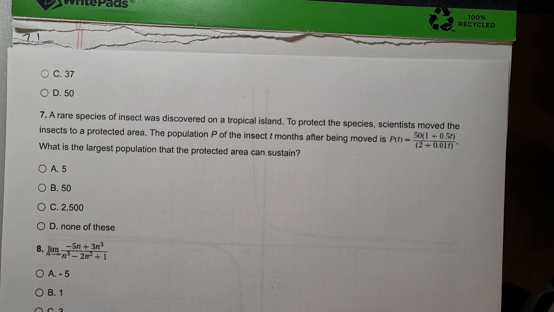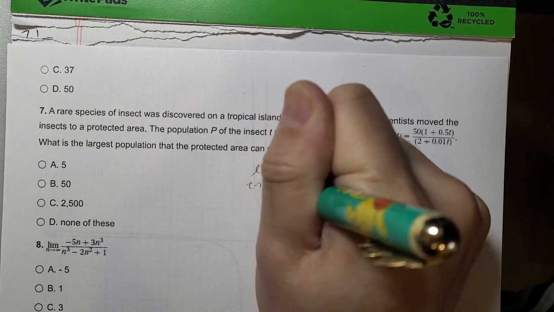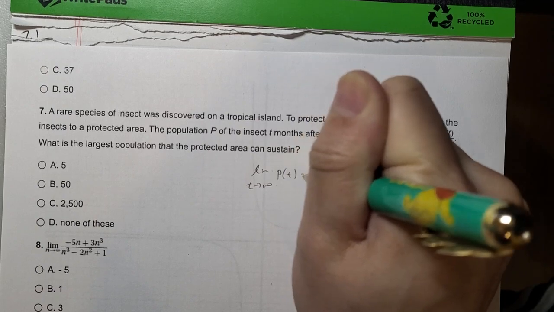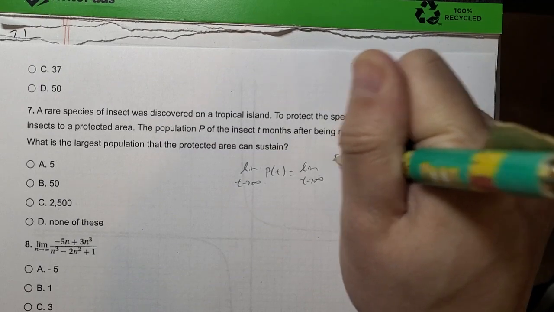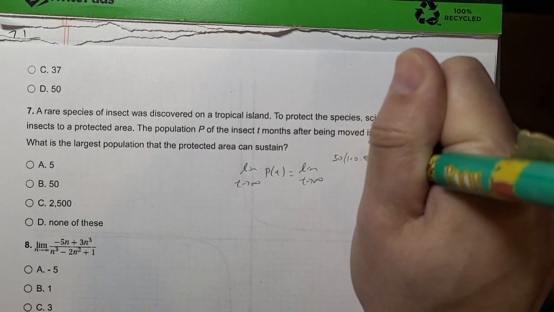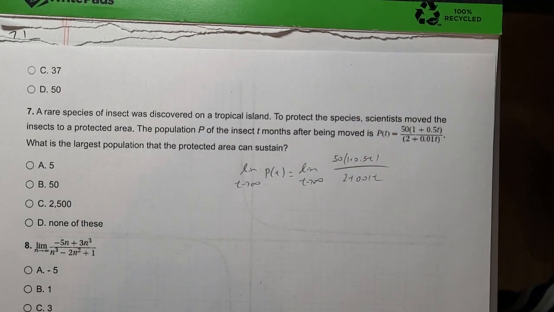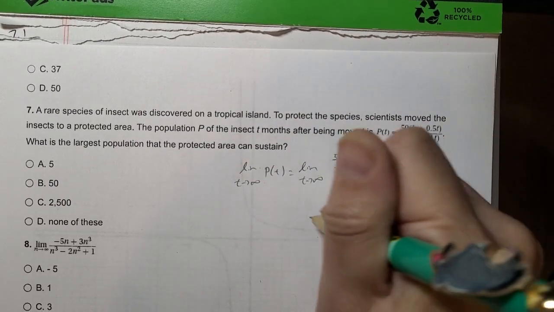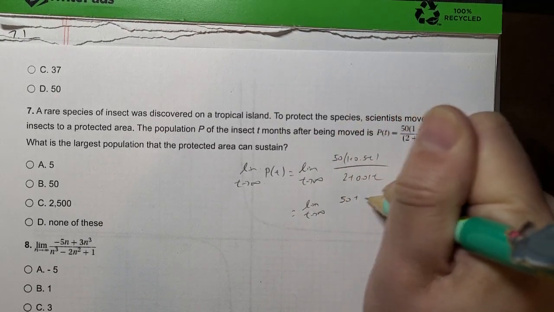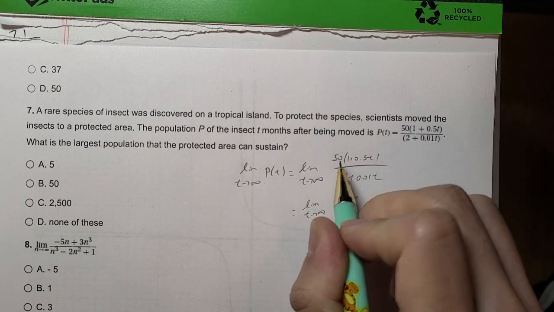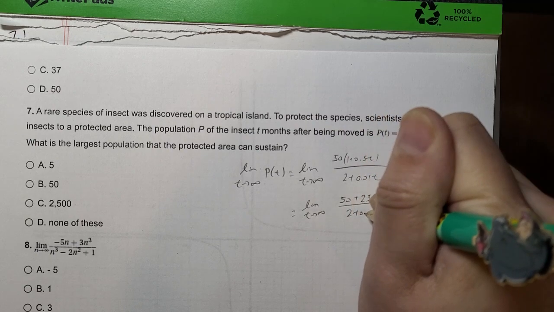They're probably asking about end behavior. So we probably want to take the limit as t approaches infinity of our P of t. So we want to take the limit as t approaches infinity of this guy, 50 times (1 plus 0.5t) over (2 plus 0.01t). Okay, let's distribute this 50 out. 50 times 0.5 is half, right? So it'll be 50 times half, which is 25t over 2 plus 0.01t.